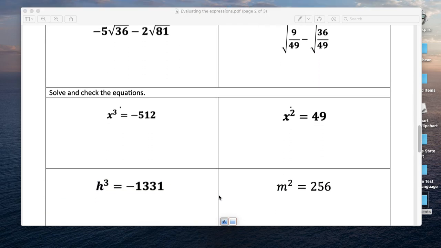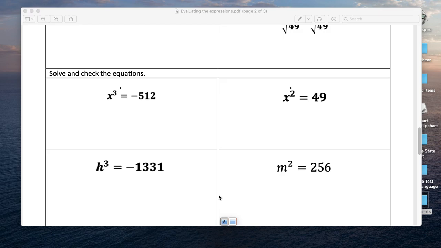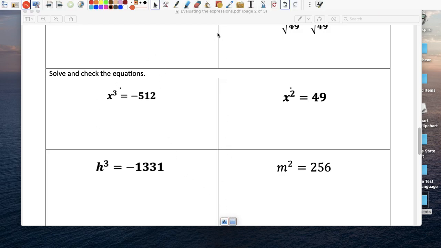Now, this says solve and check. Okay. First one. What is the question saying? There's a number x that currently I don't know the value of, but if I take that to the third power, meaning I multiply the number by itself 3 times, I'm going to get negative 512. You can put this in your calculator, but on the test I need to show work. So how is it solve and check? Let's solve it first.